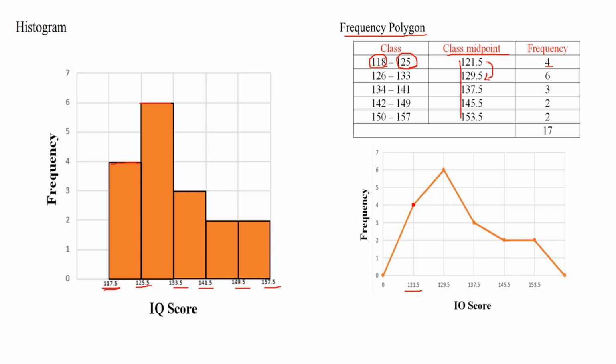And you may join the points using lines. You can start from 0 to the first point, then 4 to 6, 6 to 3, 3 to 2, again 2, and finally you may end with another point on the axis. Okay, so this is called a frequency polygon.